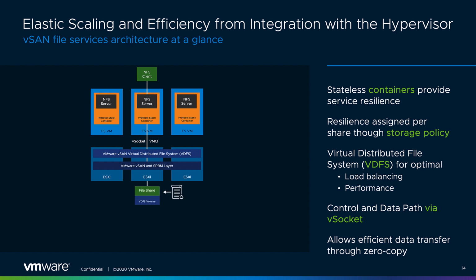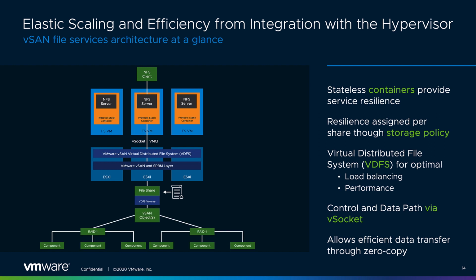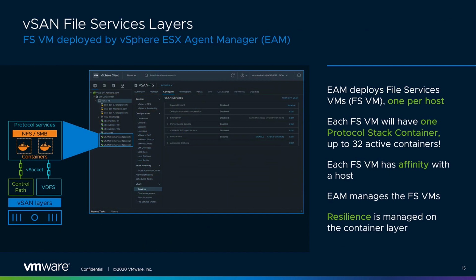As soon as you start creating a file share, the interesting part here, of course, is the following. You can assign a policy with it, and of course, then vSAN will take care of the placement of the data. So you as an administrator are not responsible for taking care of that. The other thing which I think is important to understand is that those file services virtual machines and those protocol stack containers are also installed and configured by vSAN and ESX Agent Manager. The ESX Agent Manager is actually responsible for managing those virtual machines and managing the containers that run within those virtual machines.